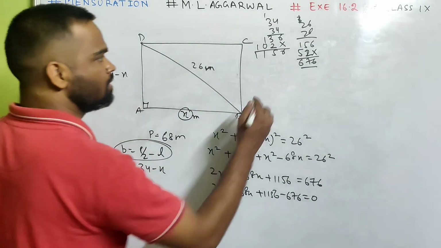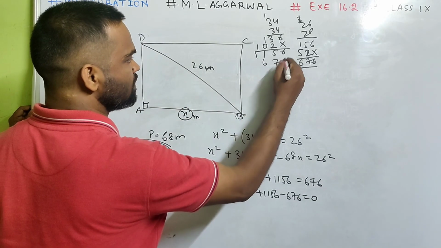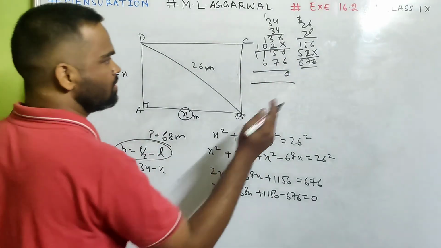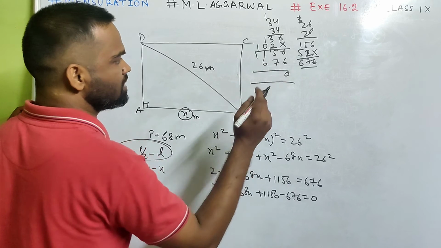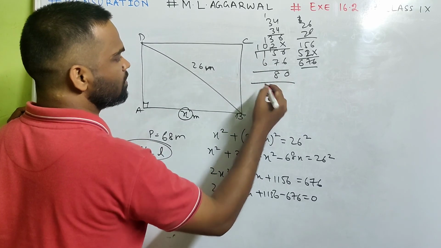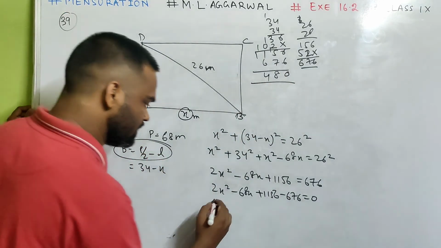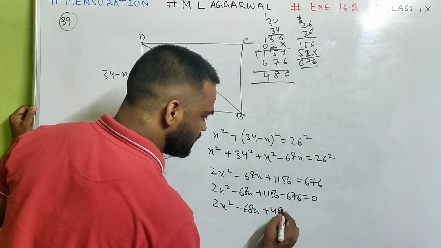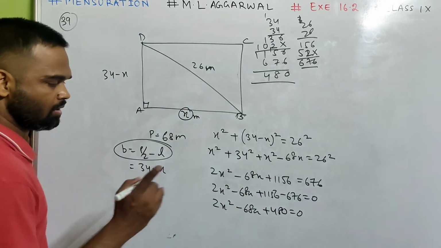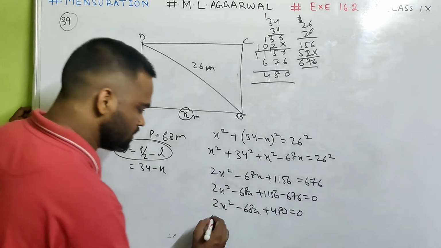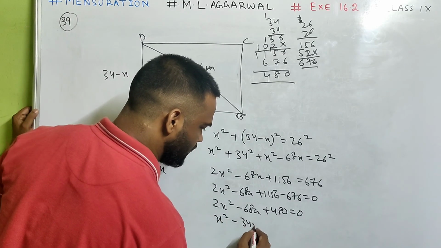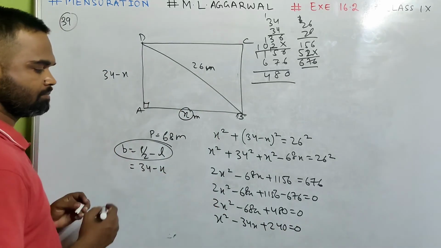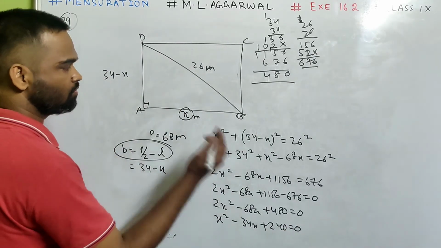We are solving it. So 1156 minus 676. This is 0. 1 taken. So this is 15 minus 7 is 8. 10 minus 6 is 4. So that's 480. So 2x square minus 68x plus 480 equals 0. Now look carefully. If I take 2 common, so that's x square minus 34x plus 240 equals 0. Now middle term. Take out the factors of 240.